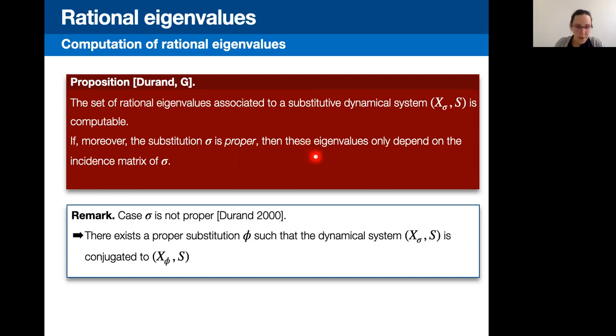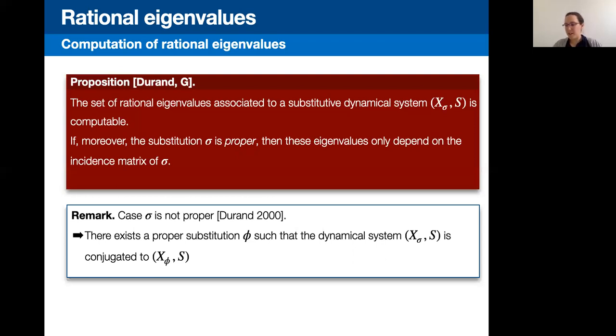So if sigma is proper, the eigenvalues only depend on the matrix. And in particular, the eigenvalues are not sensitive to the order of letters, we can exchange some letters. And if sigma is still proper, then the dynamical system will have the same eigenvalues. But in the general case, if sigma is not proper, if we exchange two different letters, it's possible to have different eigenvalues for the system that we will obtain.